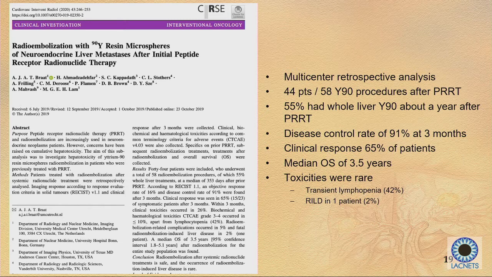There were toxicities, but they were relatively rare, with lymphopenia, meaning a decreased white blood count that rebounded, and RILD, which is radiation-induced liver disease, in about 2% of patients. Dr. Sulin and others also looked at this patient population and found that patients who had been heavily pre-treated with liver-directed therapy and received PRRT did have some significant adverse events.